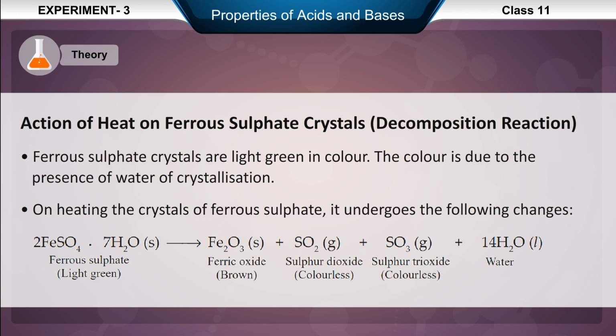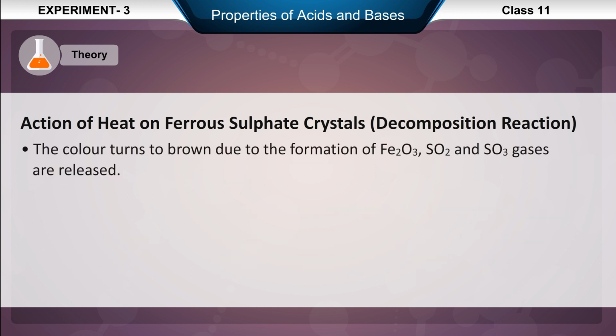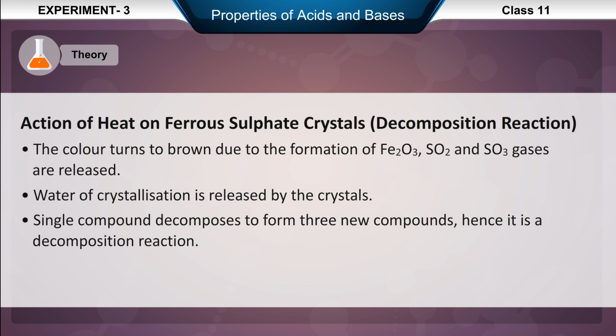Fe2O3 in solid state, ferric oxide, brown color, plus SO2 in gaseous state, sulfur dioxide, colorless, plus SO3 in gaseous state, sulfur trioxide, colorless, plus 14 H2O in liquid state, water. The color turns to brown due to the formation of Fe2O3. SO2 and SO3 gases are released. Water of crystallization is released by the crystals. A single compound decomposes to form 3 new compounds, hence it is a decomposition reaction.